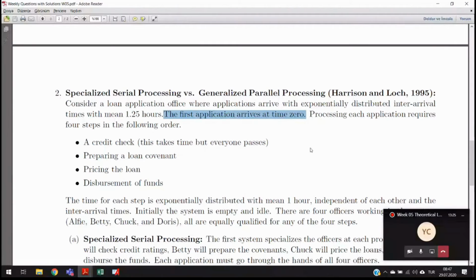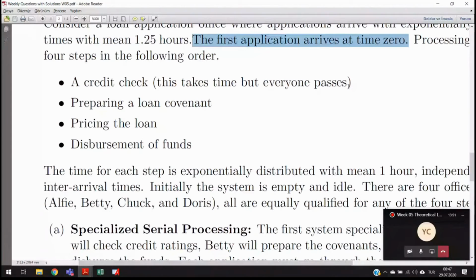So we have explained this. Let me explain it again. First of all, we check the credit rating of the customer. This takes time, but everyone passes, so there is no one rejected at the credit check step. We assume that. Actually, in real life, this is not the case. When you apply for a loan at a bank, it is not guaranteed that you can take a credit from that bank. It depends on your credit rating.